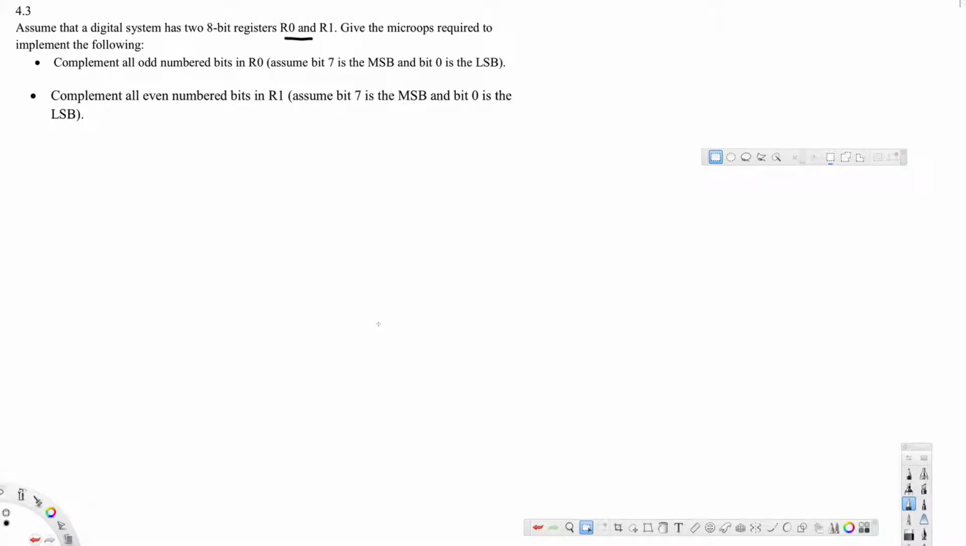Going on, guys, let's look at this problem right here. This question is asking, assume that a digital system has two 8-bit registers R0 and R1. Give the microops required to implement the following.